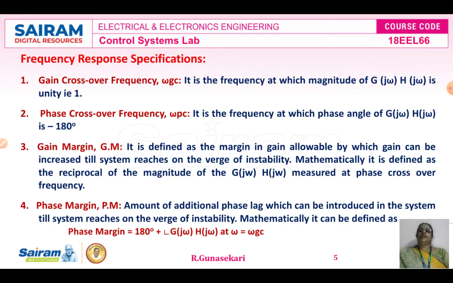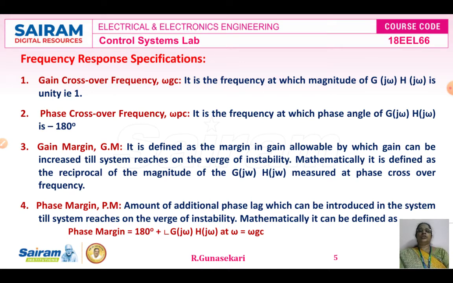Now we know about the frequency response specifications. The first one is the gain crossover frequency, represented by omega gc. It is the frequency at which the magnitude of G(j omega)H(j omega) is unity, that is 1. The second specification is the phase crossover frequency, represented by omega pc. It is the frequency at which the phase angle of G(j omega)H(j omega) is minus 180 degrees.